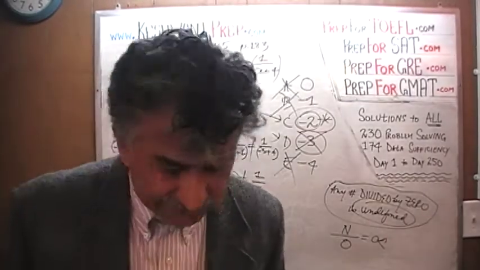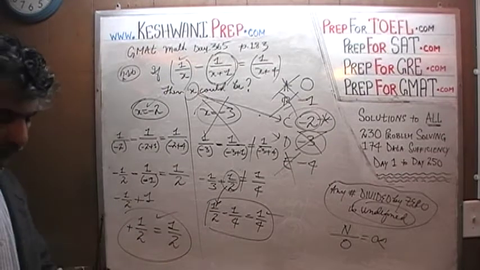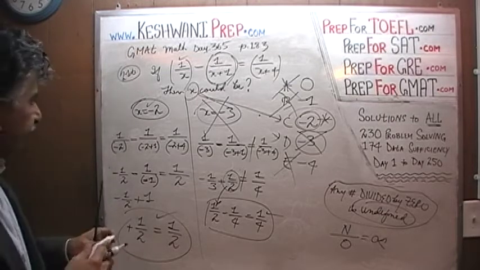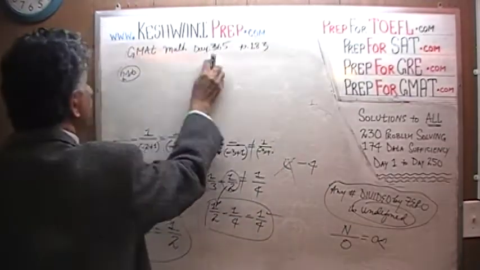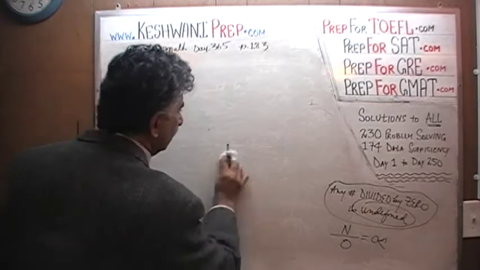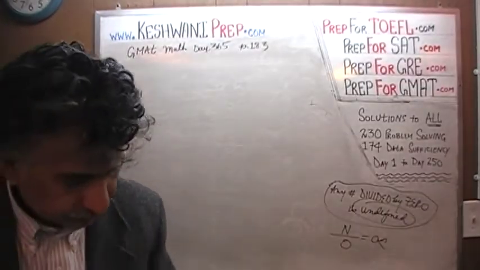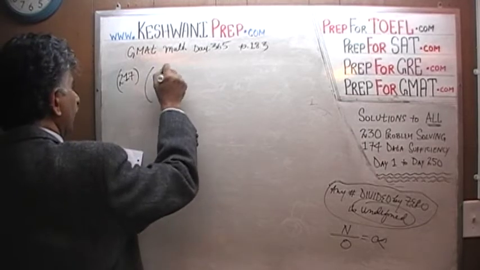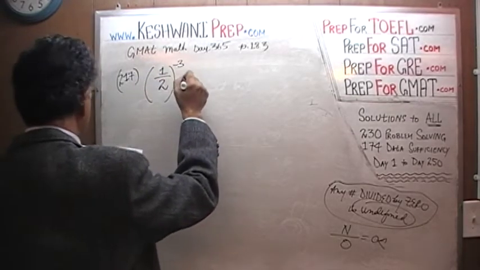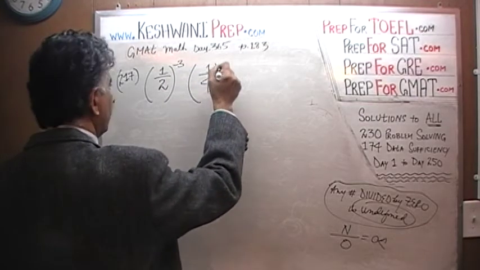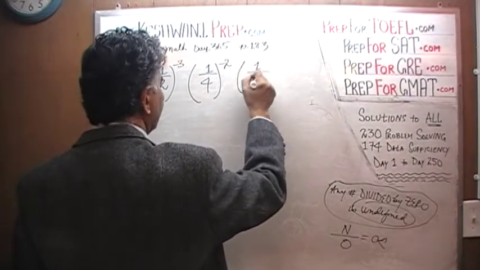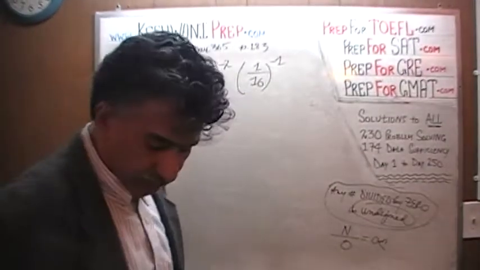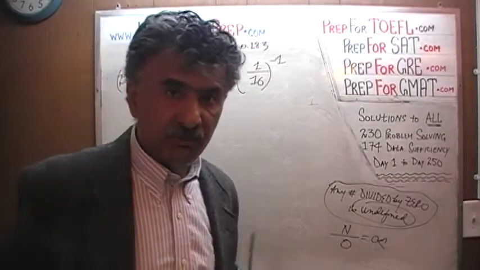Let's do one more. Number 217. Number 217 says 1/2 raised to negative 3 times 1/4 raised to negative 2 and 1/16 raised to negative 1 equals what? And we are given 5 answer choices there, and we have to simplify this thing and find out which one of the 5 answer choices matches with what we arrive at. So let's get going.